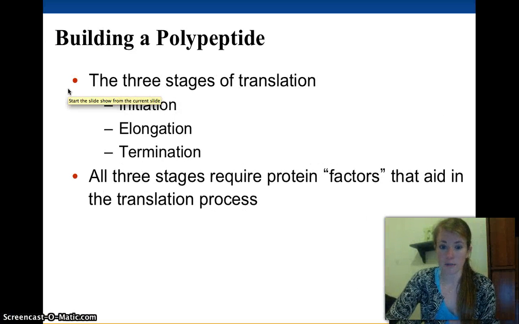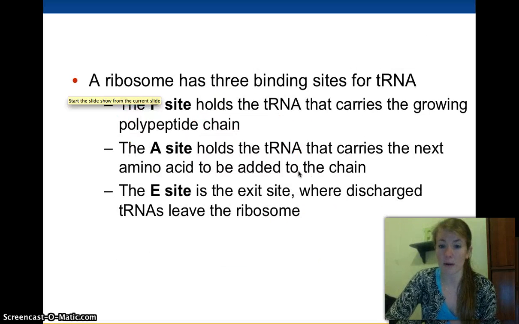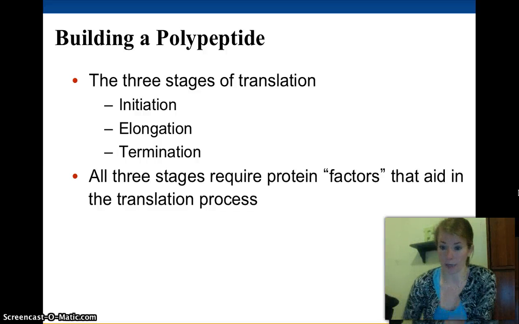So where we left off in the last video was the structure of a ribosome. Remember, it's made of two subunits, the small and the large subunit, and it has three sites: the E site, the P site, and the A site. So we're going to talk about how those three sites actually put together the growing polypeptide chain.